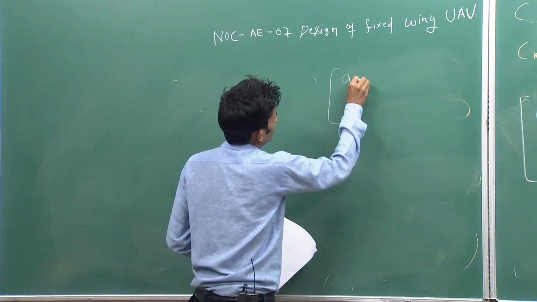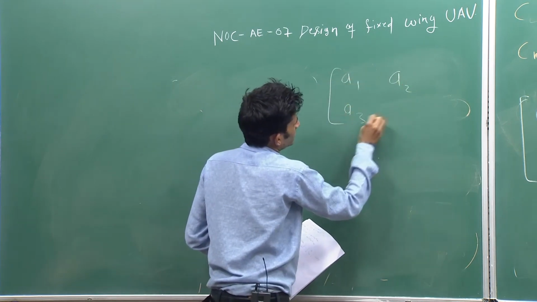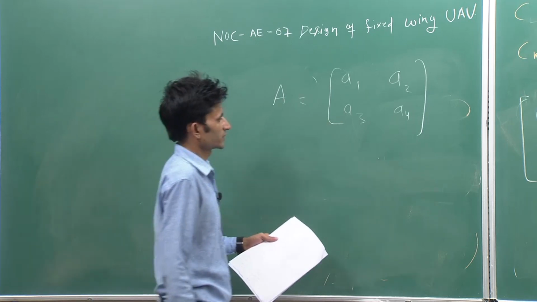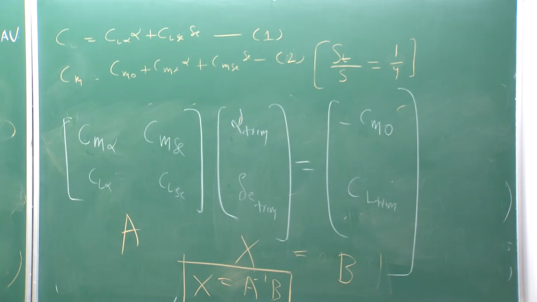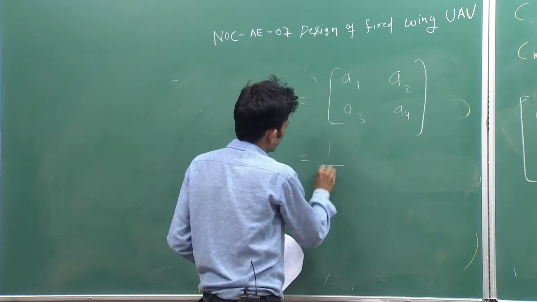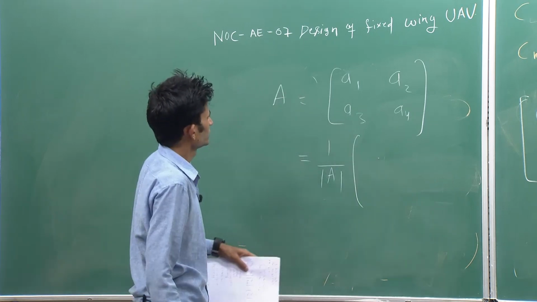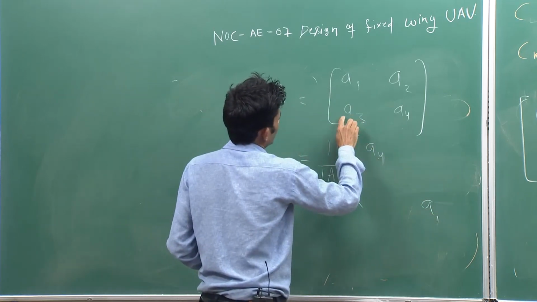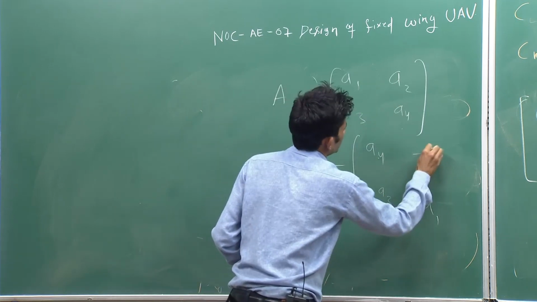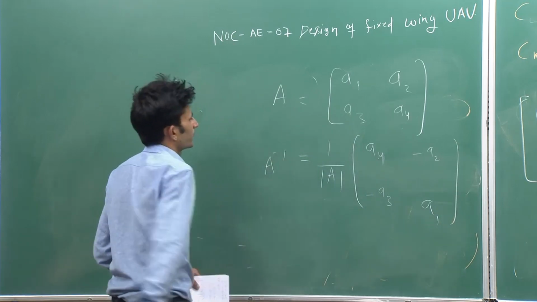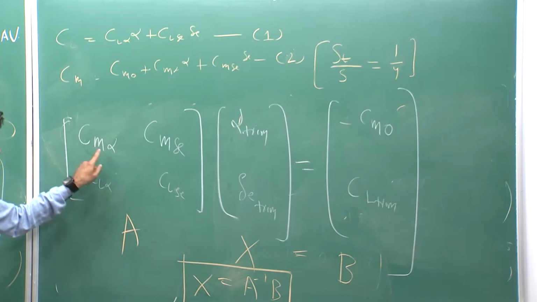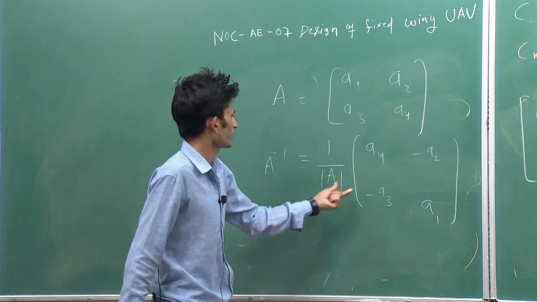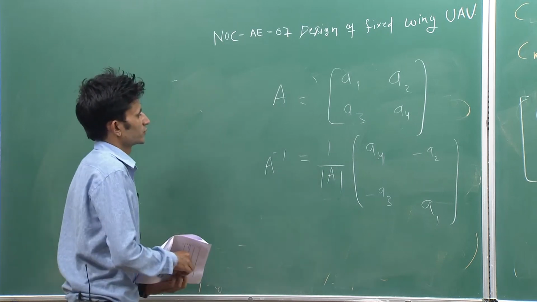The inverse you can easily take like this. Suppose you have four elements A1, A2, A3, A4 and this is A. To take the inverse, it is nothing but this divided by determinant of A. Interchange the two diagonal elements, and put a minus sign on the other two, minus A2 and minus A3, and divide by the determinant, and you will get the A inverse. This is very easy to solve.